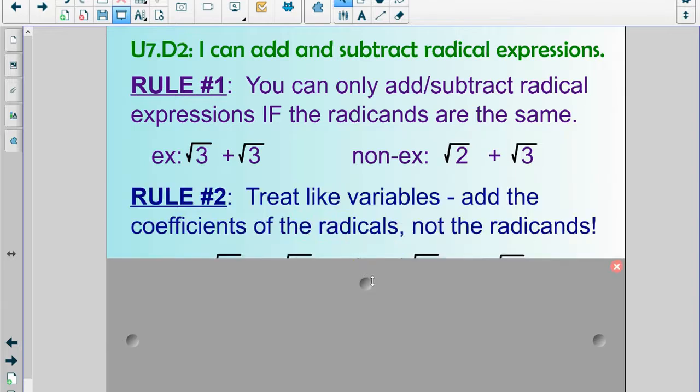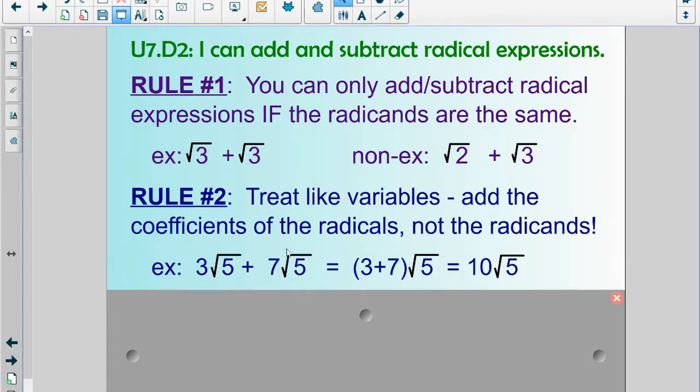Rule number 2 is going to explain a little bit more how that works. We treat these radicals like variables. And anytime that we're adding terms with variables, we can only add or subtract the terms if they are like terms. In this case, these radicals are like terms if they're the same. So square root of 3 plus square root of 3, those are like terms. But the square root of 2 and the square root of 3 are not like terms, so we can't add anything together.